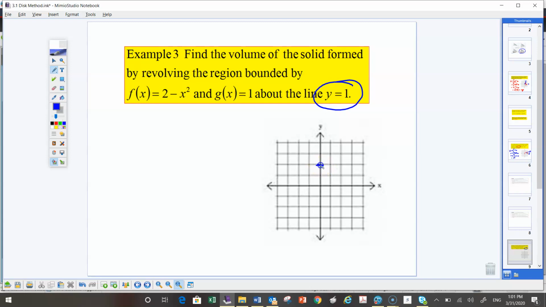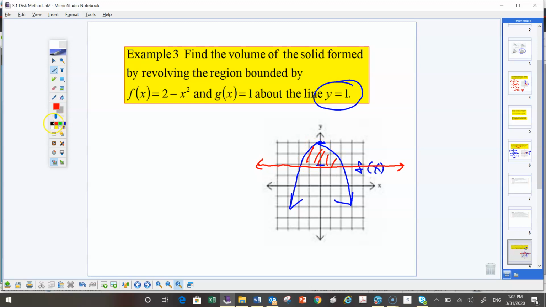So I'm going to spread this out a little bit. I'm going to make this 2 right there, and there's going to be my function f of x, which is 2 minus x squared. Now my function g of x, which I'll do in red, is going to be the horizontal line right there, and this happens to be my axis of rotation as well. So this is my region R right there.